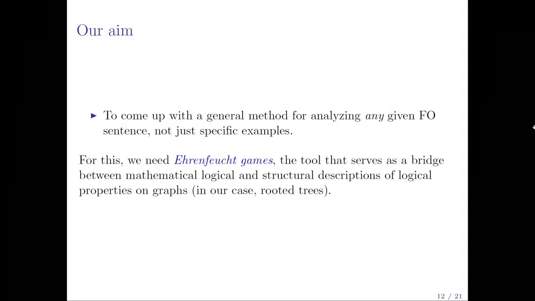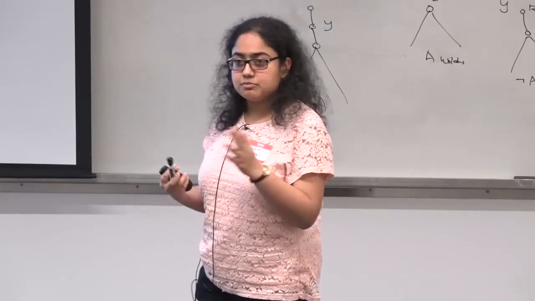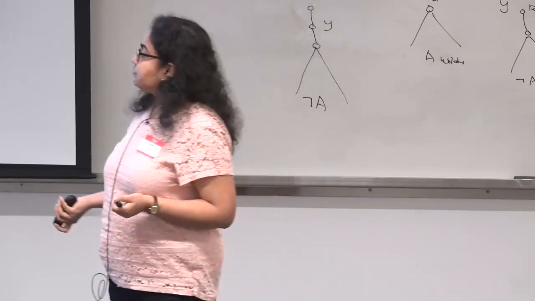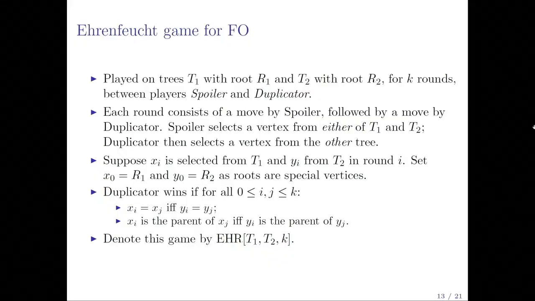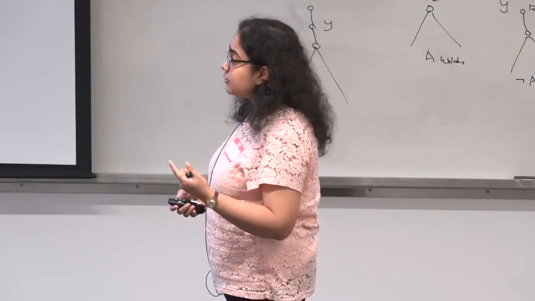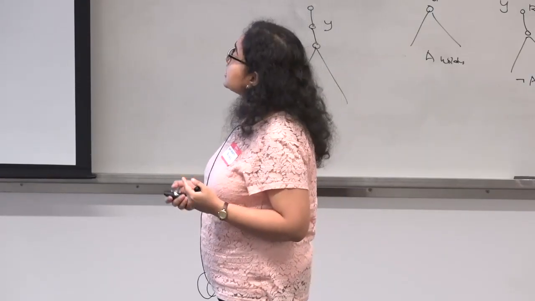Okay, so now let's talk about Ehrenfeucht games, because this is what's going to be our main tool in analyzing general first order properties, which are much more complicated. So the game is played on two given trees. So there is nothing random in this particular slide. You fix two trees, T1 and T2 with roots R1 and R2. Again, keep in mind the roots are special vertices.